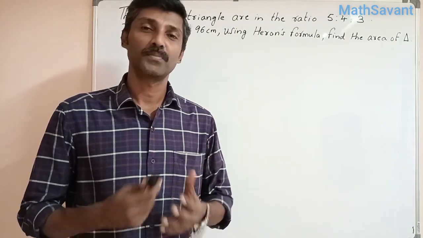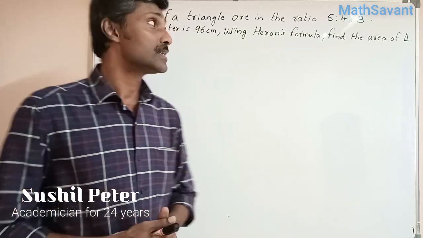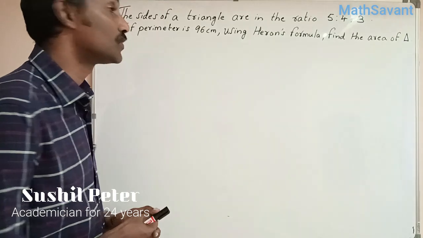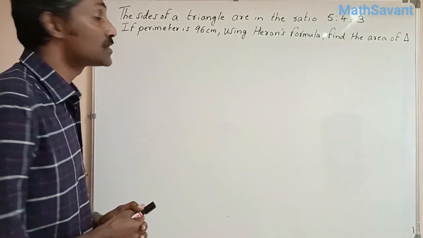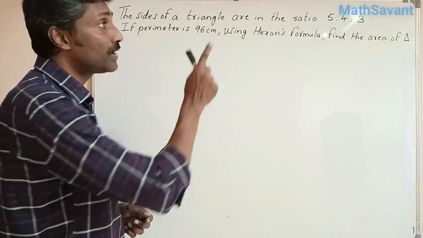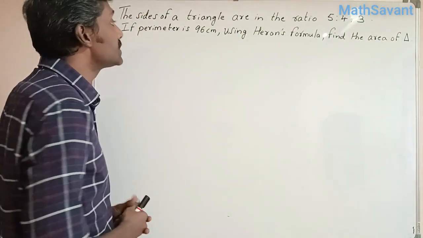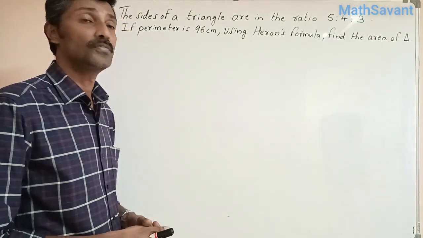So we have another problem on CBSE 9th Math, and it's a problem based on Heron's formula, right? So we have to find the area of the triangle. So let's see what the question is. The sides of a triangle are in the ratio 5:4:3. If the perimeter is 96 centimeters, using Heron's formula, find the area of triangle.